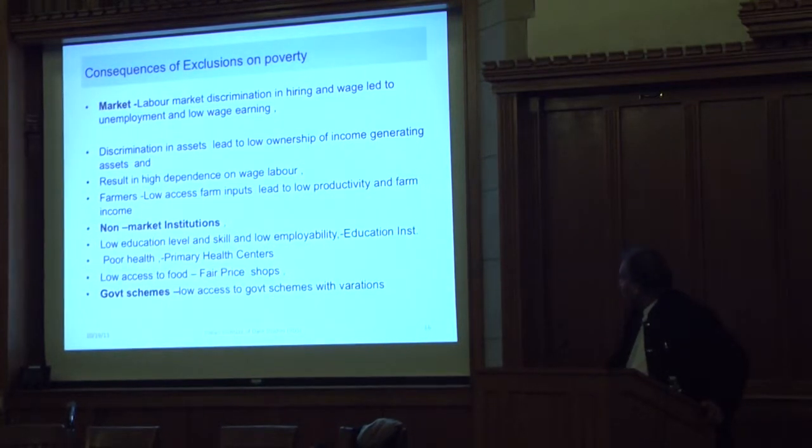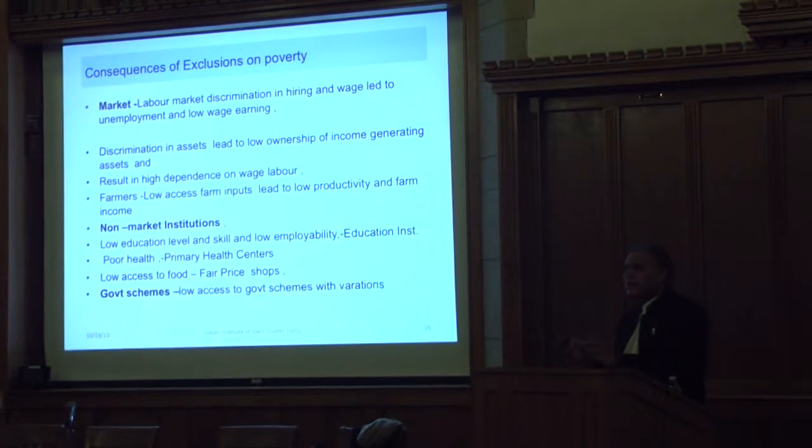For farmers, low access to farm inputs leads to low productivity and low farm income. In non-market institutions, low education level and skill lead to low employability. Poor health, if there is discrimination in the primary health centers. Low access to food, if they face discrimination and differential treatment in the fair price shop. And of course, in government service, their utilization level will not be as high as that of others. Now, these are some of the consequences which result in poverty.